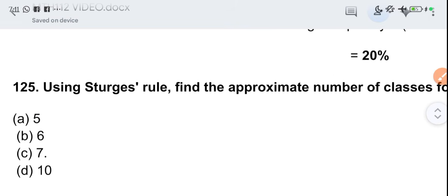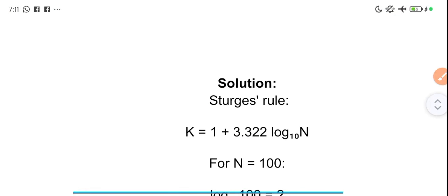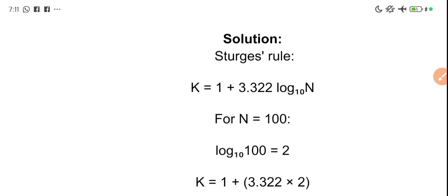Now moving on, using Sturges' rule, find the approximate number of classes for n equals 100. Now, this is Sturges: K is equal to 1 plus 2 log n. So log 100 is what? 2. Now please take note. You might be saying, okay, we have the ability to use a calculator, and tend to use a calculator.